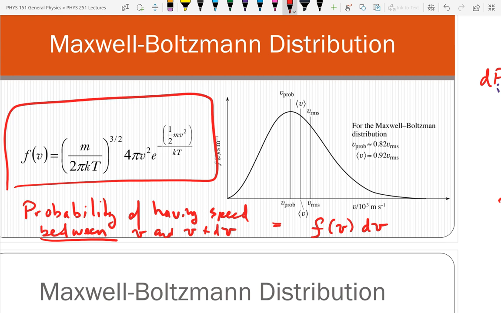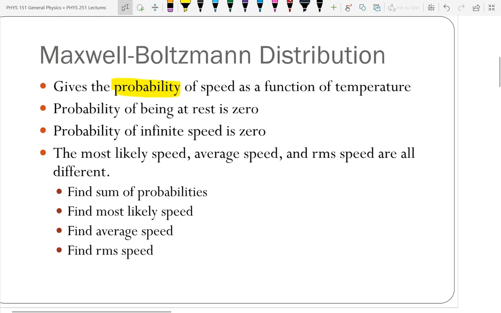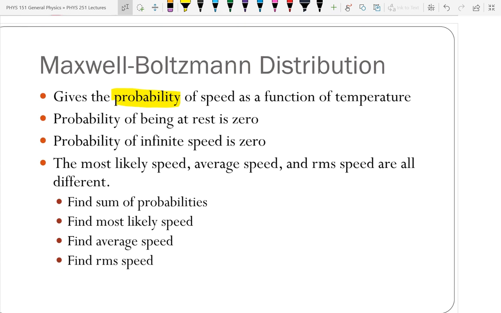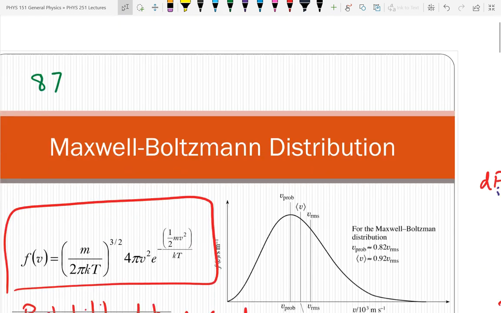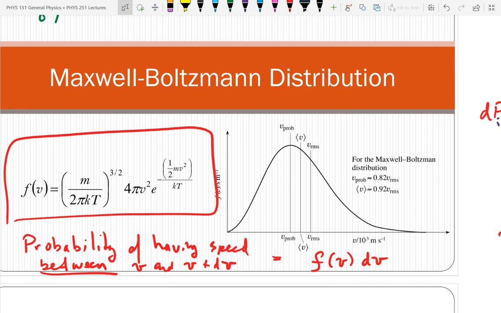So how are we going to use this? Well, let's look at the things here. What is the probability of being at rest if you just look at this function? If v is equal to 0, what do you get for that function? Inside the box. 0. There's the two places v occurs. So if v is 0, you're going to have 0 times e to the 0. E to the 0 is 1. So 0 times 1, 0.